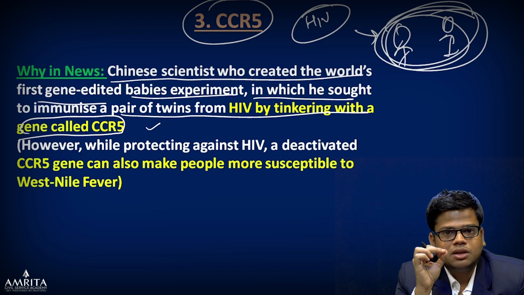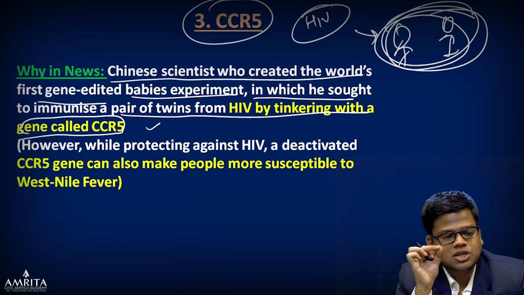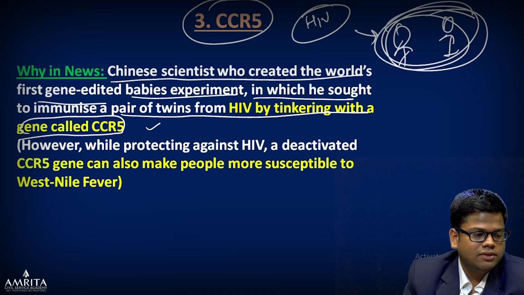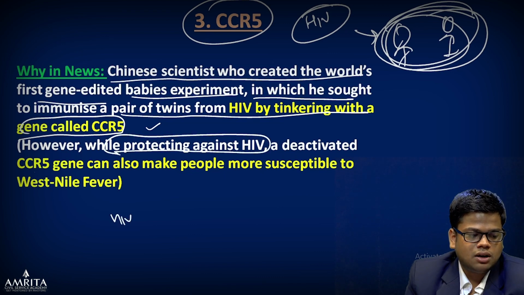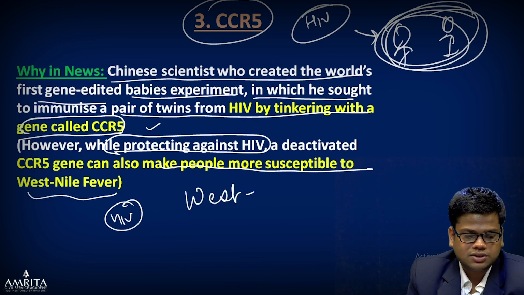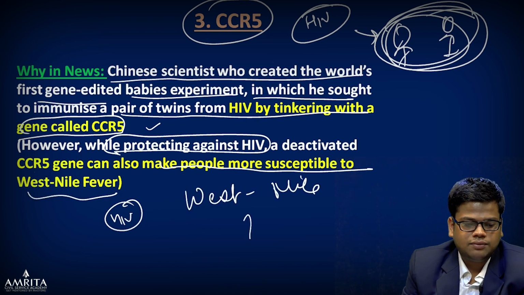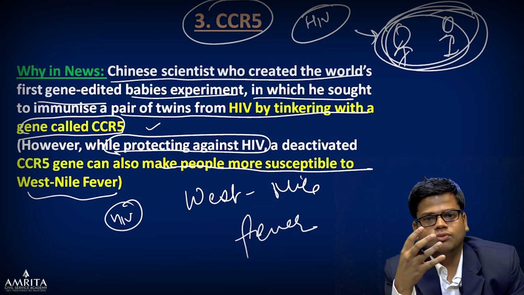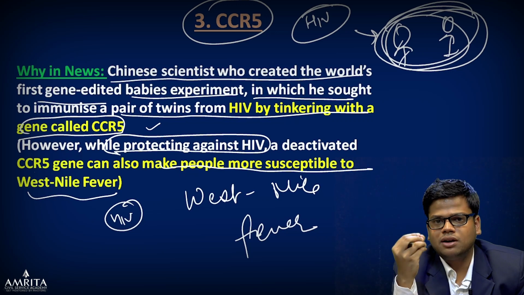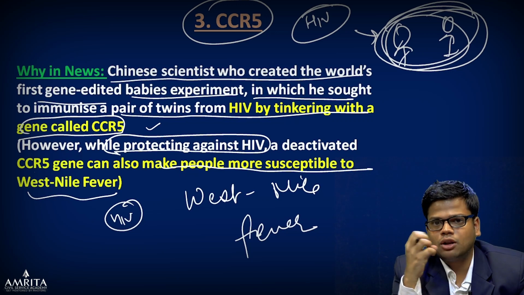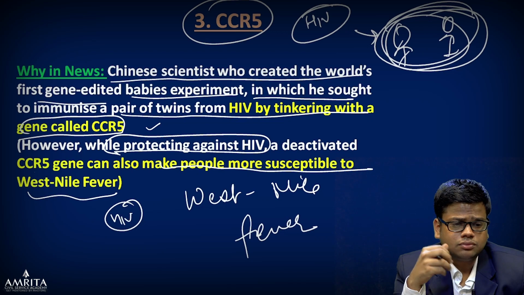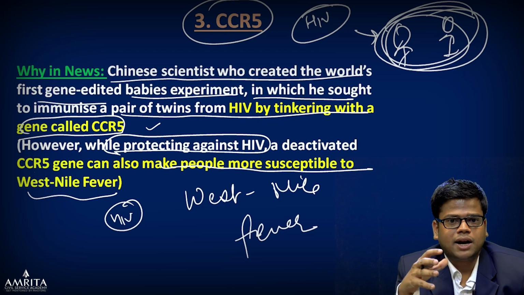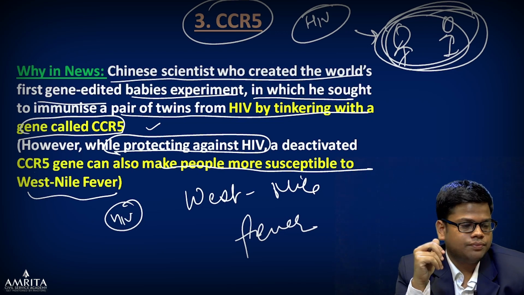However, the problem is that if they tinker with this CCR5 gene, it will deactivate the gene which protects against HIV, but it will make them more susceptible to West Nile fever, another disease. Right? What I'm planning is that we'll be covering many diseases, but finally I'm planning to give you a catalog of the diseases itself. Slowly over the months we'll build up a catalog and finally I'll give it to you.